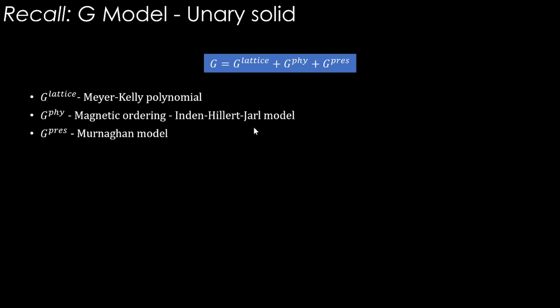Remember that. And this is what we said. For Gibbs energy of lattice, we can use the Mayer-Kelly polynomial, and for the physical contribution of magnetic ordering, we will use the Inden-Hillert-Jarl model, and for pressure, the Murnaghan model. You can go back some 7 lectures to see the equations of these things.